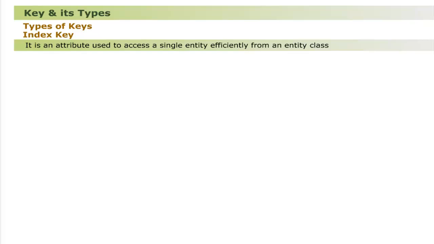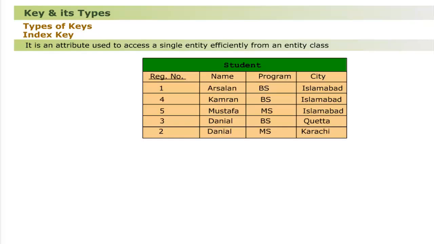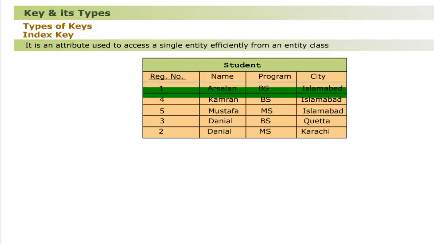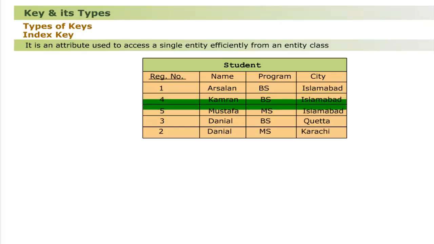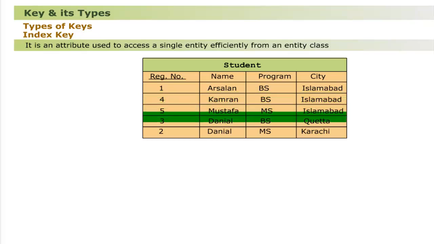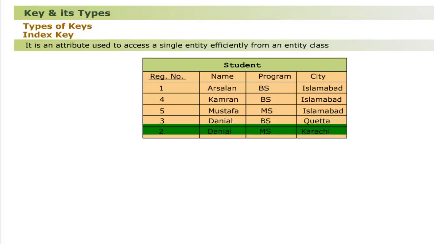Index key. It is an attribute used to access a single entity efficiently from an entity class. Consider the entity class student as shown. If it is required accessing Daniel, whose registration number is 2, the search is started from first entity and continues sequentially till the desired matching entity or end of entities encountered. The desired entity is found in fifth matching.